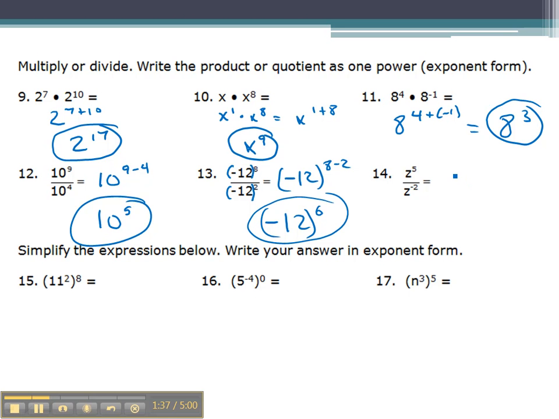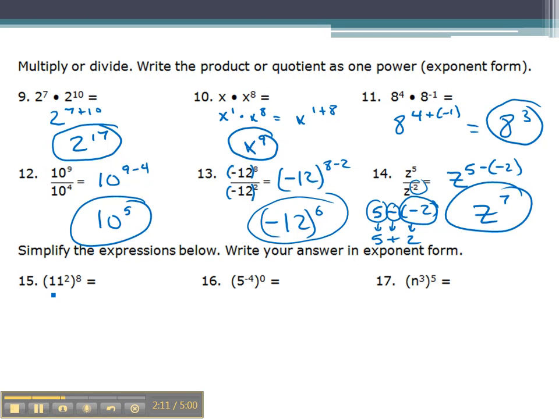In 14, we have z as our base number, so z to the 5 minus, now we have a negative 2 down here, so 5 minus negative 2. Off to the side, we can just use KFC, keep flip change, to do this integer subtraction problem. Keep the first integer the same, flip subtraction to addition, change the sign of the second integer, so that's 5 plus 2, so this is z to the 7th power.